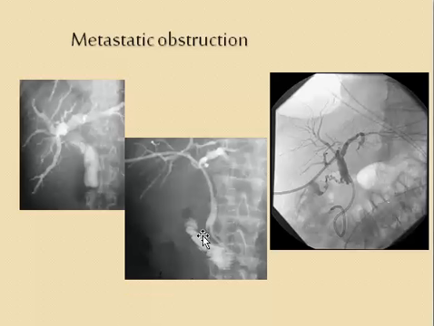Metastatic obstruction gives the same appearance as any malignant obstruction. It is abrupt with shouldering, rat tail, with displacement, with ironing and stretching of the tubes, obstruction, attenuation. These are metastatic lymph nodes or metastatic masses around.